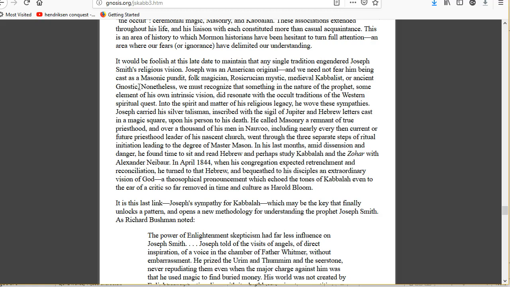He called masonry a remnant of true priesthood, and over 1,000 of his men in Nauvoo, including nearly every then current or future priesthood leader of his nascent church, went through the three separate steps of ritual initiation leading to the degree of Master Mason. Got it?